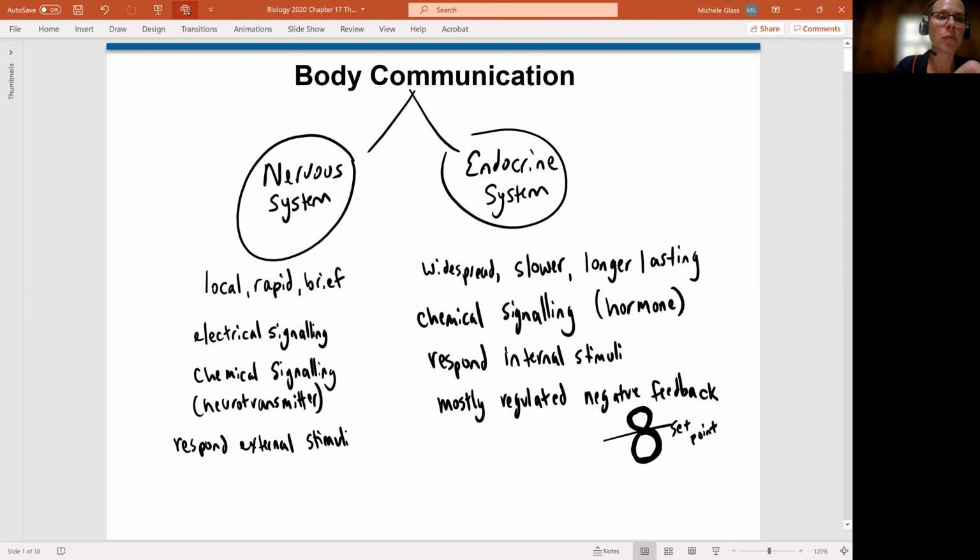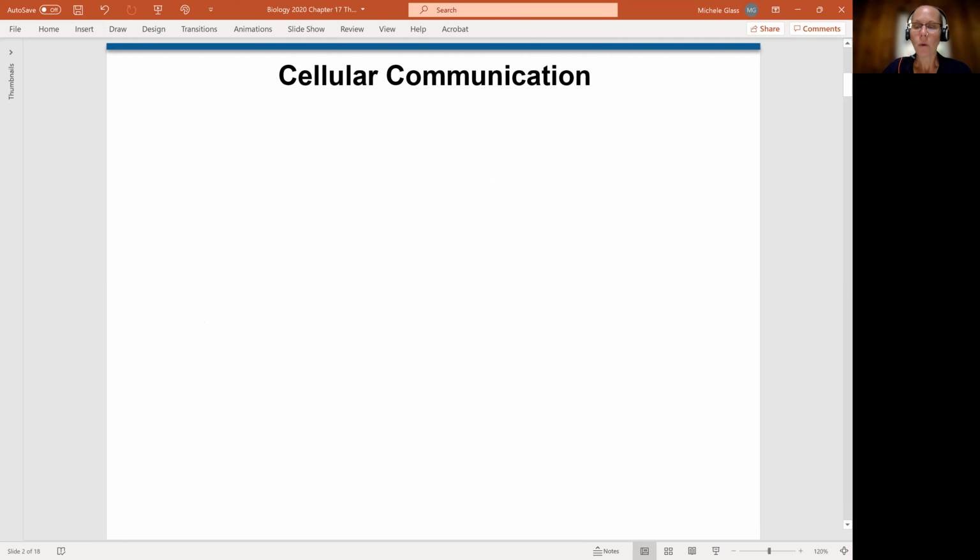Now, what both of these body systems have in common is that they are both involved in body communication, or we can talk about that as regulating homeostasis. And very often we see that they are working in concert with each other to achieve this common goal. We are talking about body communication. So let's take just a few minutes and talk about the different ways that cells communicate with each other.